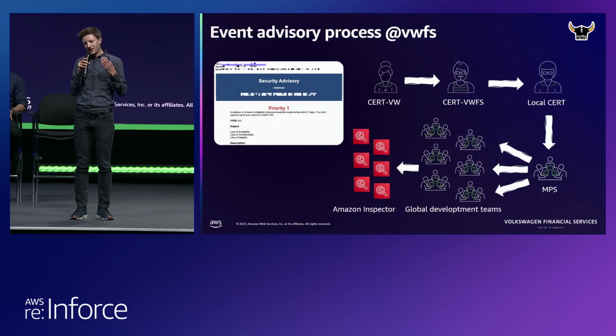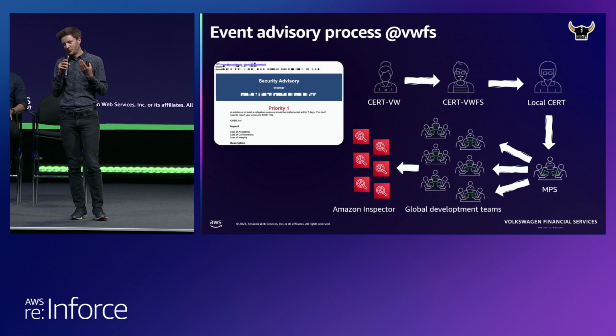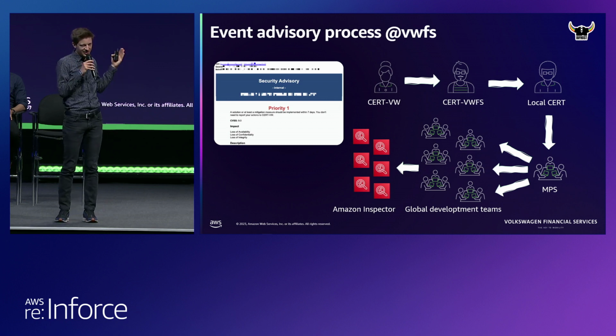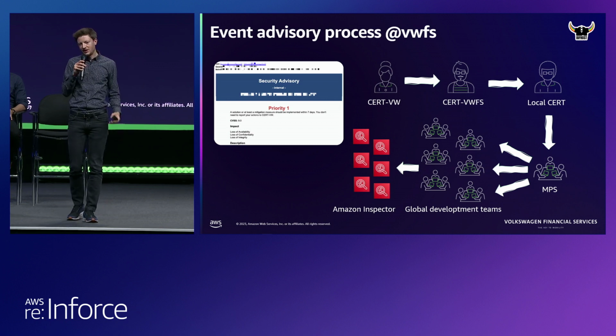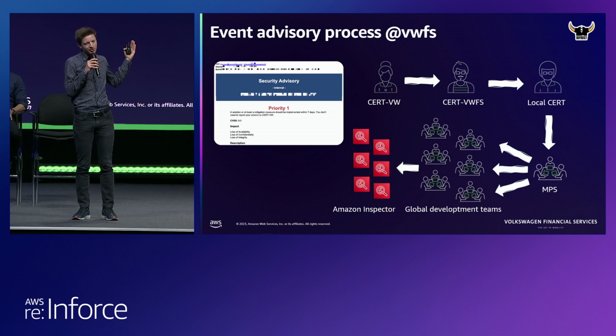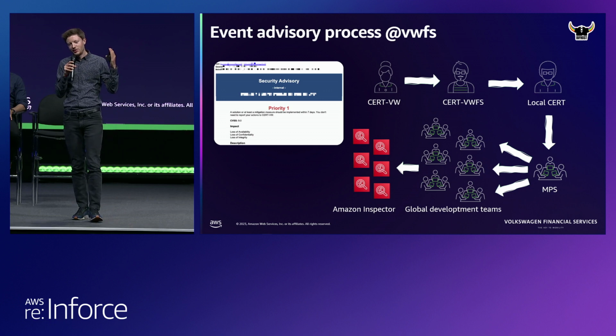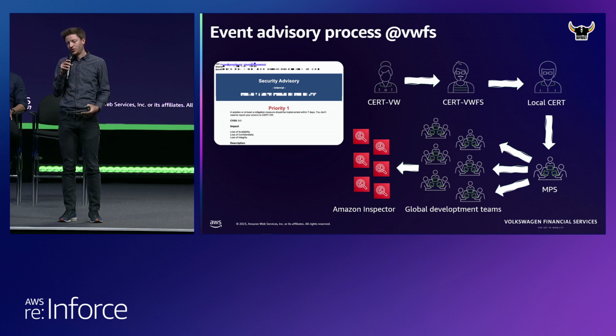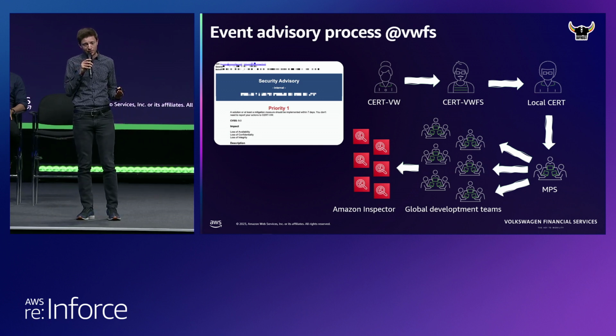I'm not sure how the advisory process works for you guys, but that's how it looked in the past for us. We have a computer emergency response team, the CERT at VW, and then we get regular emails with security advisories about certain vulnerabilities. In the past, they were sent through the entire hierarchy levels. They were sent to our CERT team, then forwarded to the local CERT. And at some point, those emails reached us at the centralized managed platform services team for AWS.